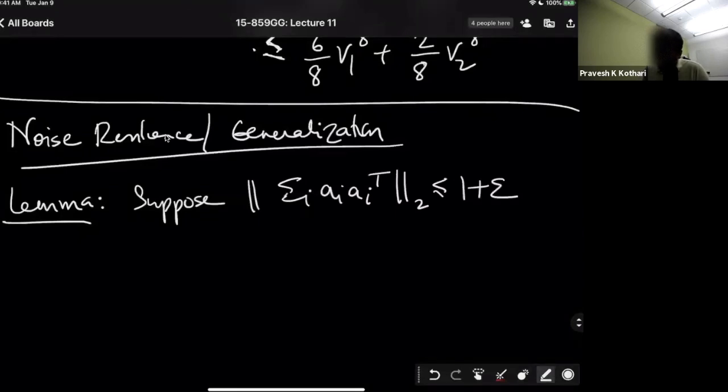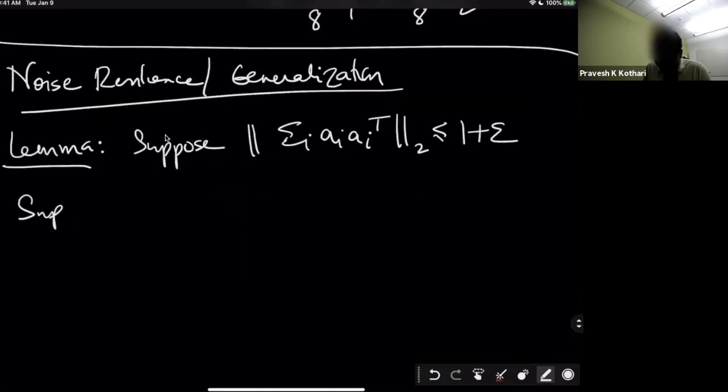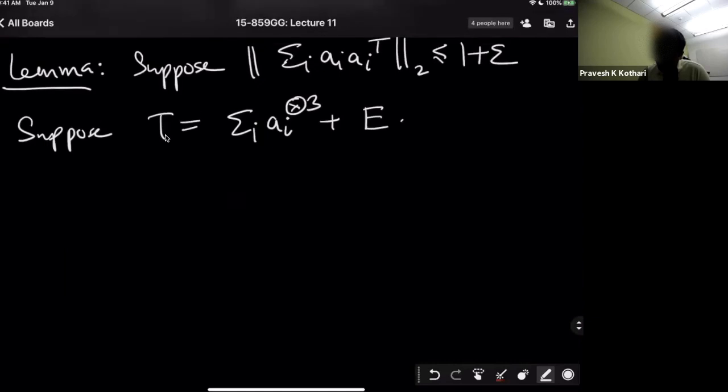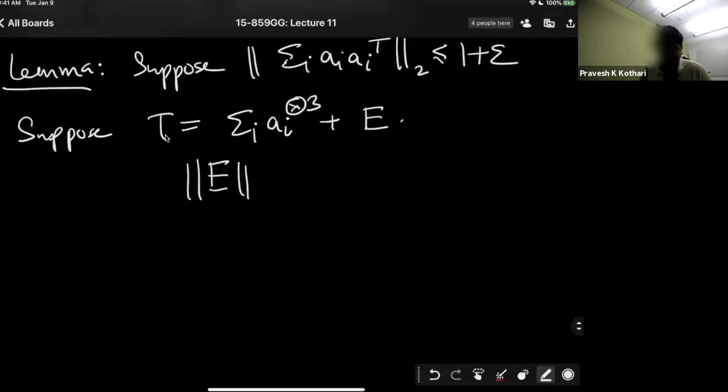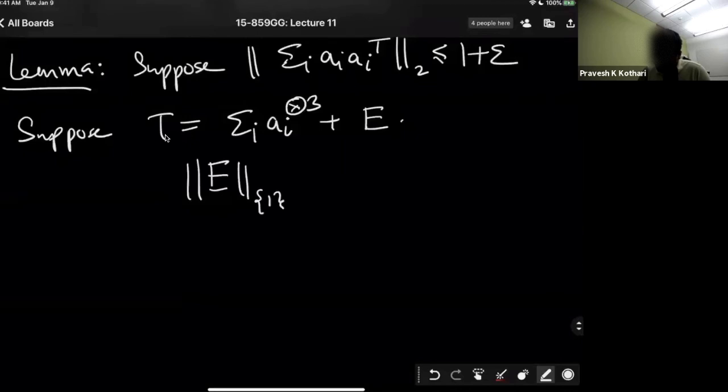Then, and suppose that T is not really the sum of the cubic forms. Instead, T is that sum plus some error tensor E, okay? And suppose that I only know the following thing about E: if I look at E as a D by D squared matrix, so E is a D by D by D tensor, let's say I view it as a D by D squared matrix by one of the flattenings that we discussed earlier, and look at its largest singular value.